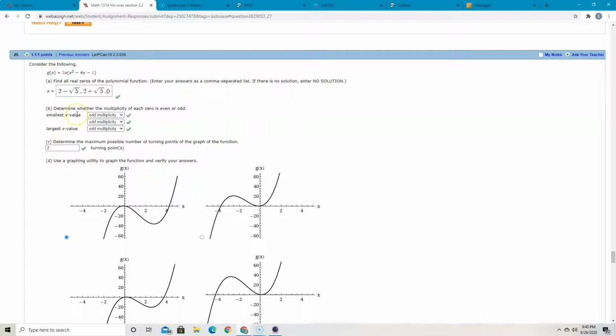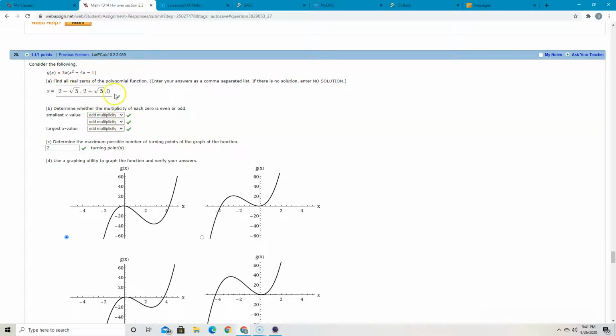The smallest zero, determine whether the multiplicity of each zero is even or odd. Well, we just talked about that: all three of them had multiplicity 1. So that's odd multiplicity. The smallest x value was 2 minus the square root of 5. That's the one you'd write first.